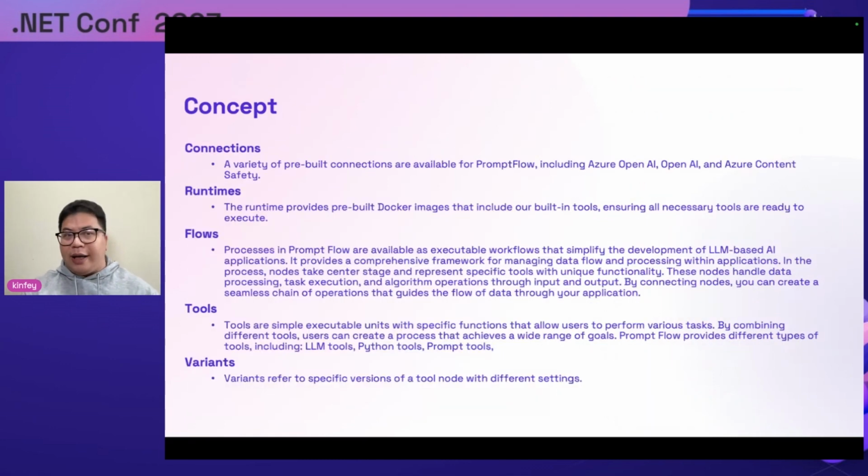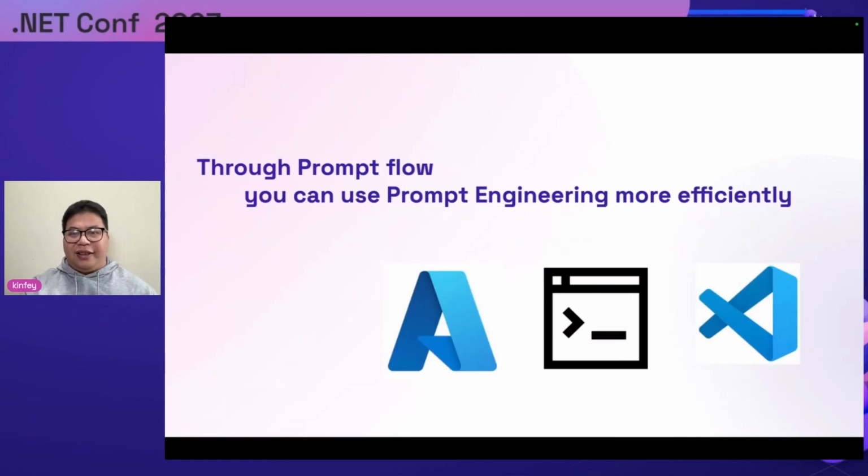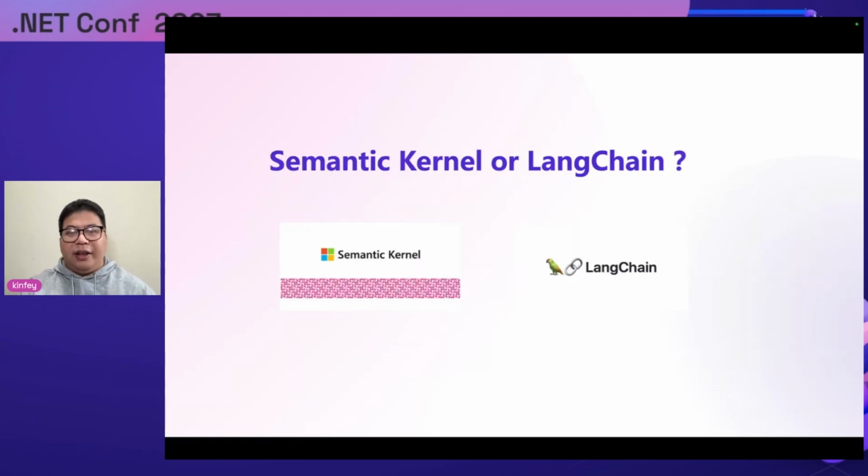There are many concepts, and I need to skip some because this is just a .NET sharing. Another thing is, you can use prompt flow prompt engineering in Azure, in the CLI, and in Visual Studio Code. These are the three ways.